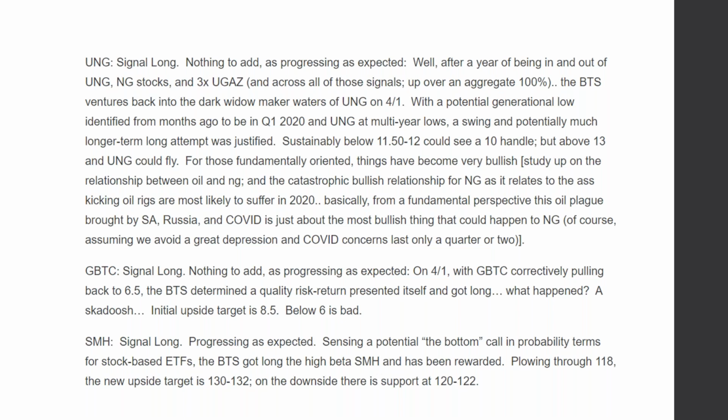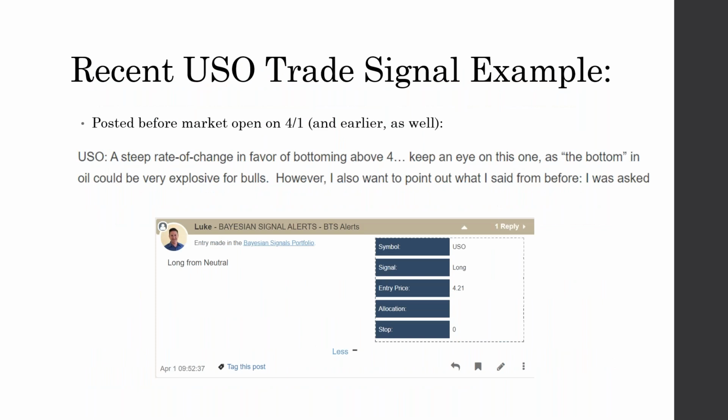And then any extra signals I have open. UNG, for example, was a signal. There wasn't much to add because we got long, and boy, did UNG scream. Gosh, is it up a lot in the last few days. GBTC jumped about 17 to 20% on us as well. SMH jumped about 10% on us and what have you. So let me give you a few examples of what a trade signal might look like so you have some idea of what's going on in the service.